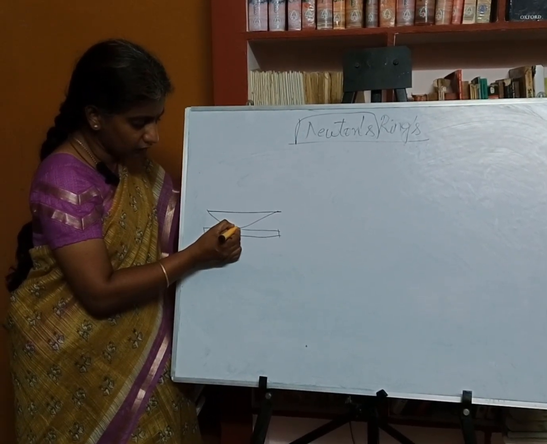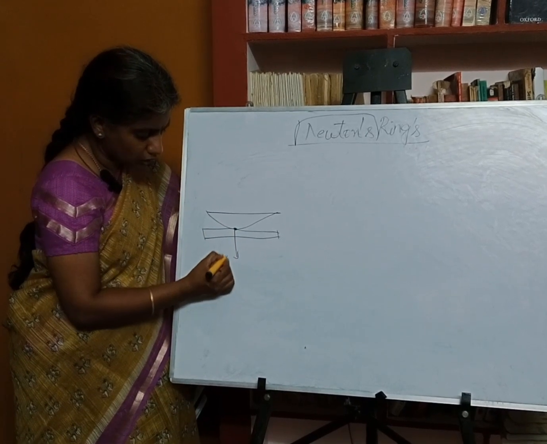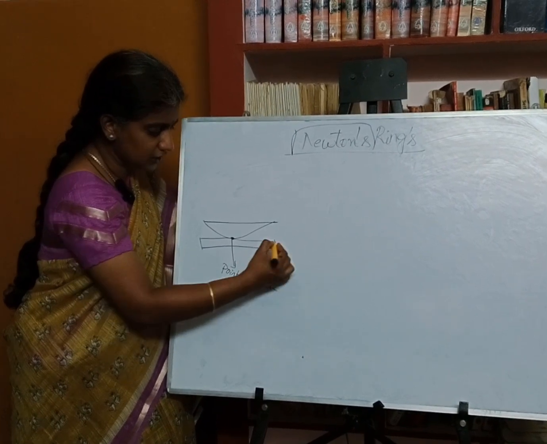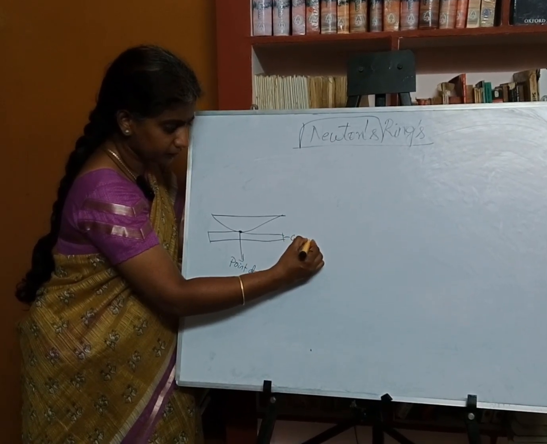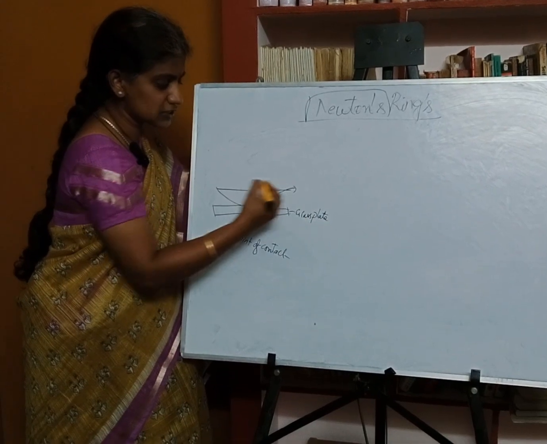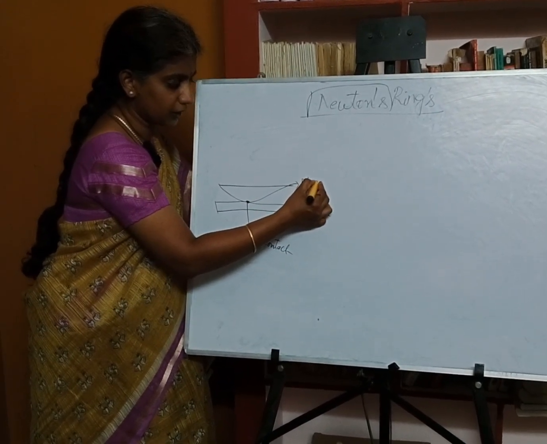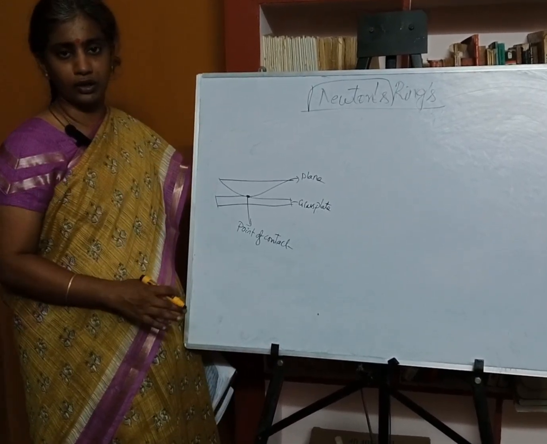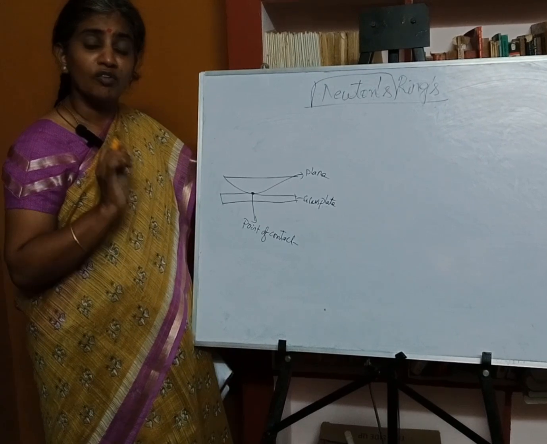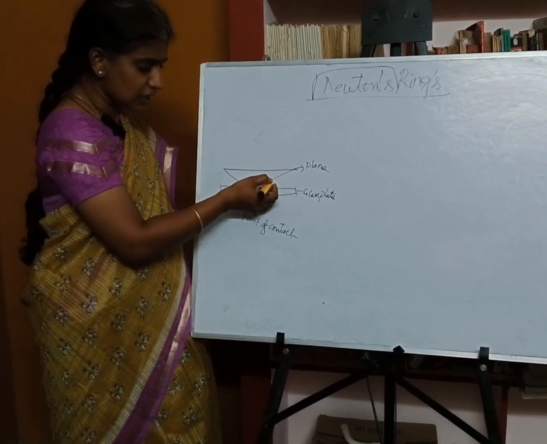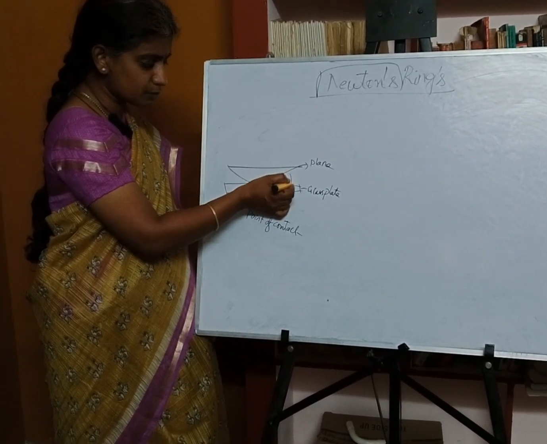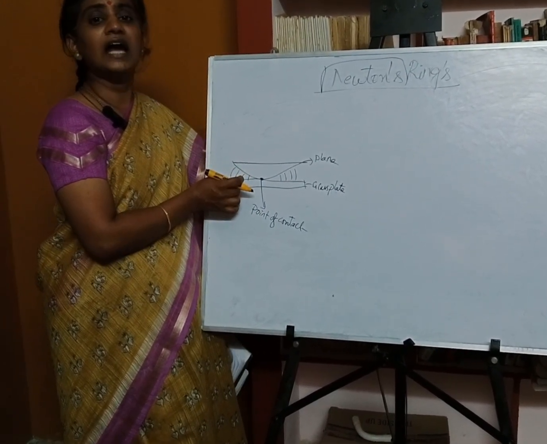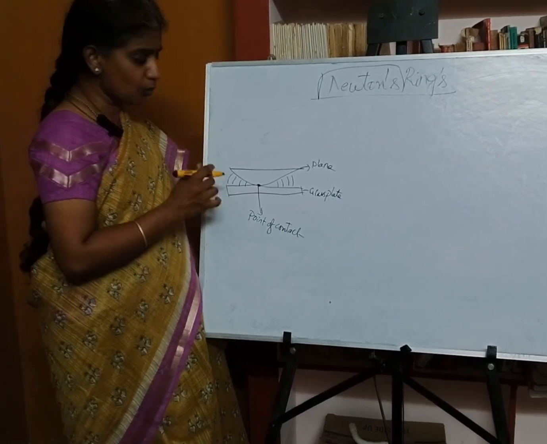This point where the convex lens and the glass plate meet is called the point of contact, and this one is called the glass plate. And this one is called the plane part of the plano convex lens. Now what should we do? We should allow some light to fall on it so that interference takes place. Where does the interference take place? The interference takes place in this part because there is an air film between the convex surface and the plane glass surface.